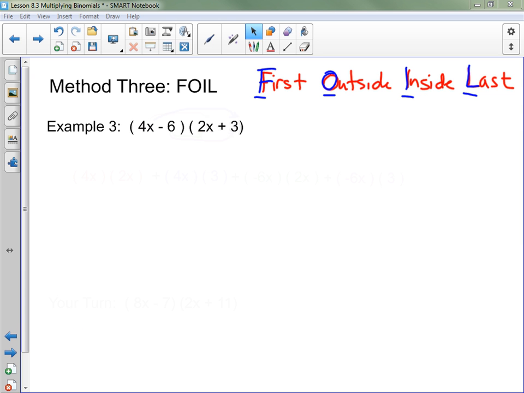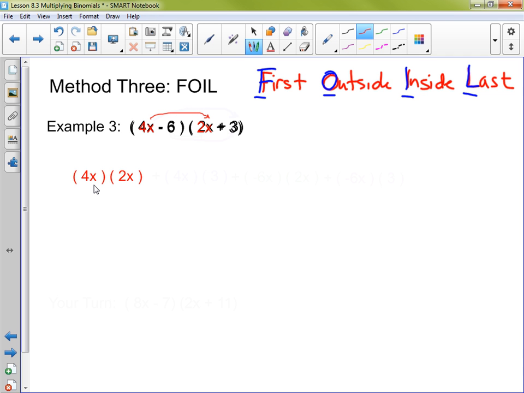Okay, so to use the FOIL method, you're going to multiply the first terms. So the first terms are 4x and 2x. I'm just going to multiply the first term in the first binomial times the first term in the second binomial. And I draw in the arrows to help keep track of all the things that I've multiplied. And then I write it out, 4x times 2x.